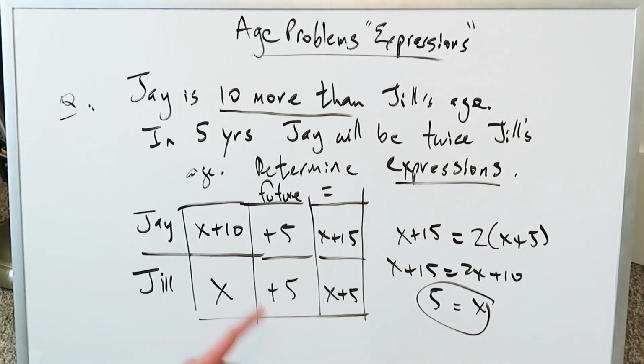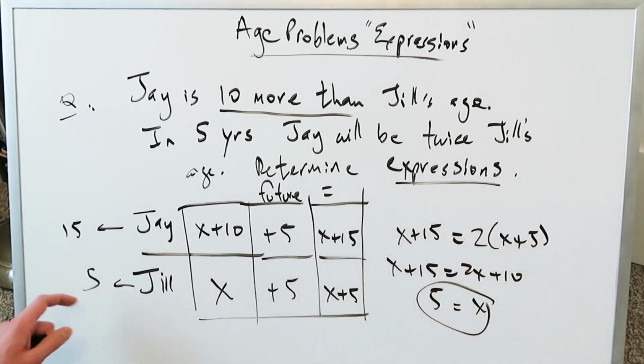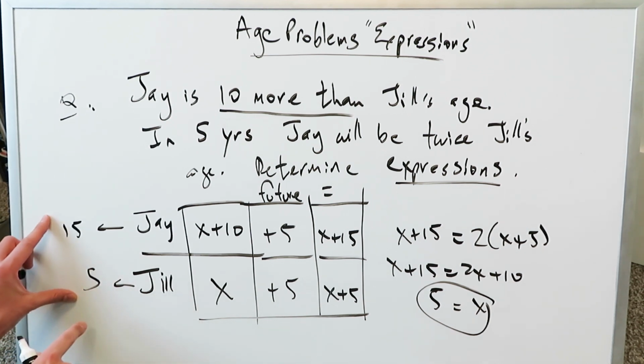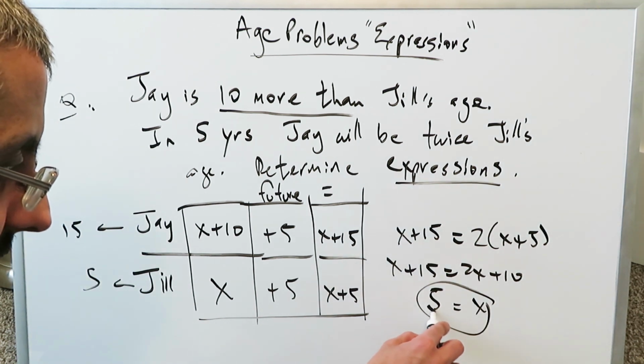If the question was now, what are their ages, you can plug the x here in terms of this, you're getting a 5, you put this over here, you're getting a 15, and it makes sense. 15 is 10 more than Jill's age, 15 is 10 more than 5, but in 5 years this becomes 20, this becomes 10, and they have a relationship of 20 being double the 10, and that confirms that everything here is good.